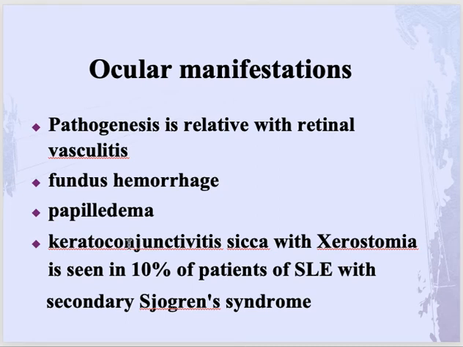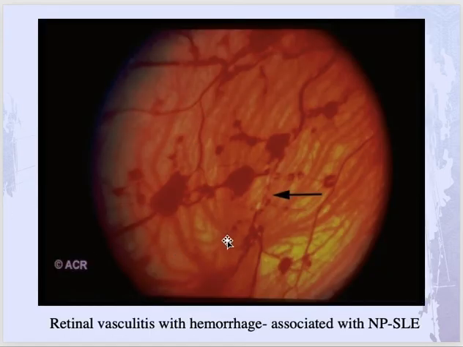I already explained this thing, which is called keratoconjunctivitis sicca. What happens is basically when the glands are infiltrated by the cells, they cannot produce secretions anymore. So not just the lacrimal glands, rather the salivary glands as well. So these are the people who have dry eyes and dry mouth, right? It is seen in 10% of the patients of SLE with secondary Sjogren's syndrome, right? They have retinal vasculitis, they may have fundus hemorrhage, they may have papilledema. And here they are showing you the photograph of the eye in which you can appreciate the hemorrhage, you can see the vasculitis.